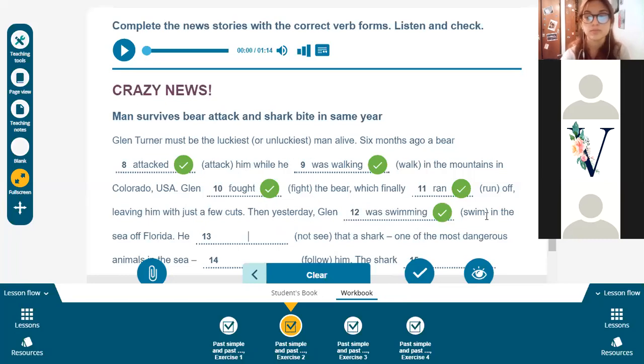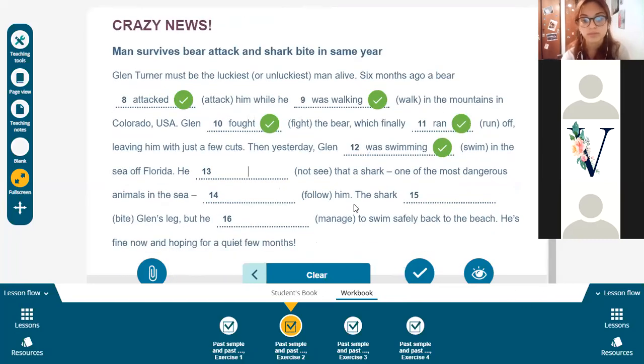Juli. Was swimming in the Sea of Florida. He didn't see that a shark, one of the most dangerous animals in the sea, was following him. Good. One of the most dangerous animals in the sea, followed him.